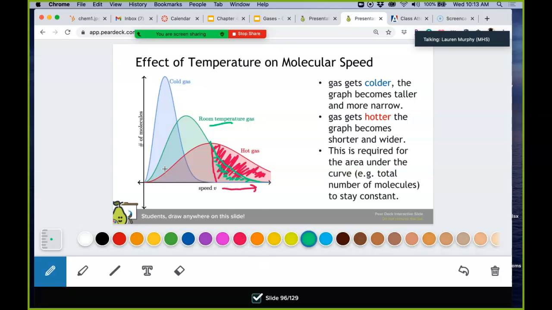So look at the blue one, it doesn't even have molecules that are moving at the same speed as the hot gas. You have more molecules for the blue, a lot of molecules under here that are moving at fairly low speeds, right? This would be a low speed and this would be a high speed, okay? Because we know that colder gas molecules move slower. That's all this is showing to you.